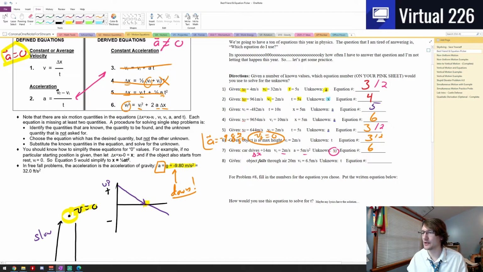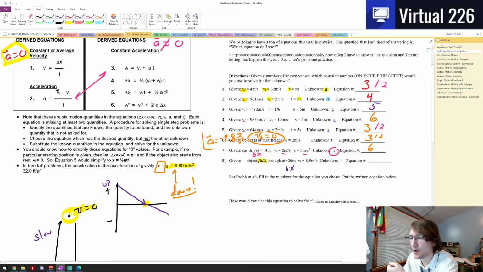Okay, and last one. An object falls through the air 20 meters. Oh boy. Okay, so this is a delta x. This is one of those worded ones again. And then here's a vi. So I've got a delta x and a vi, but that's only 2 things. I need 3 things here. Well, if the object's falling through the air, what's causing it to fall? We know that the object's falling due to gravity. That's that negative 9.8 meters per second squared. So we have an acceleration, we have a delta x, we have vi, we're looking for t.